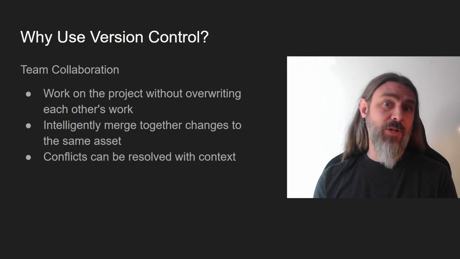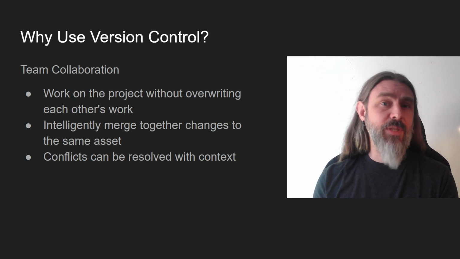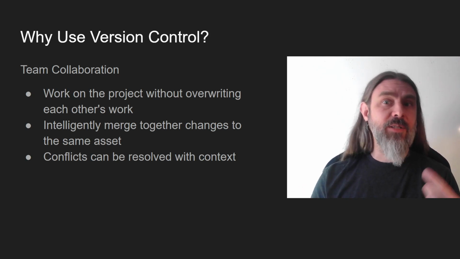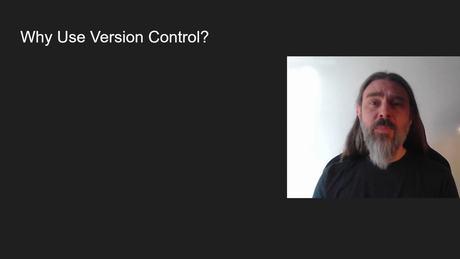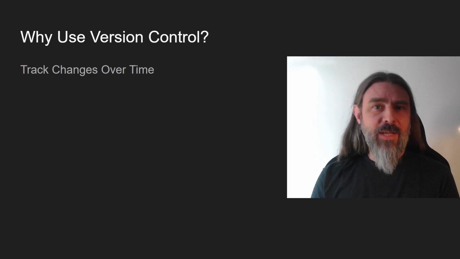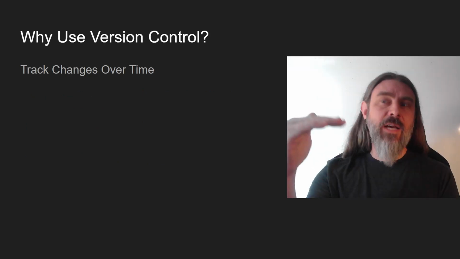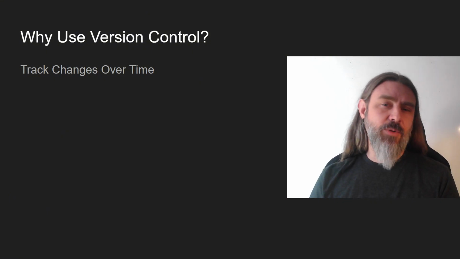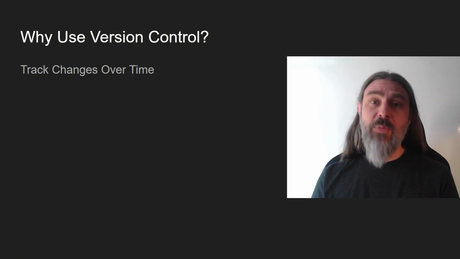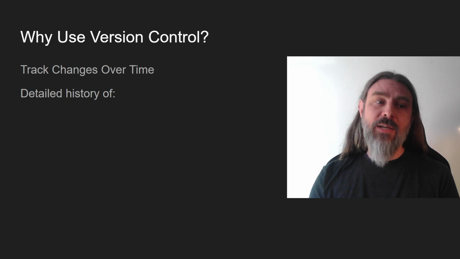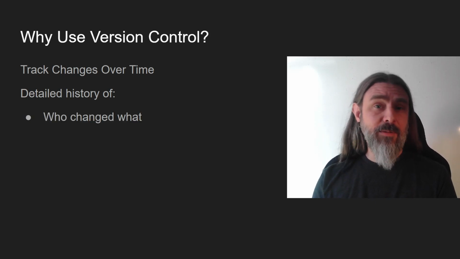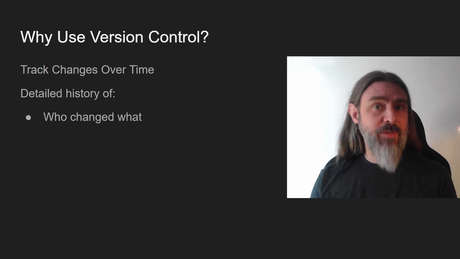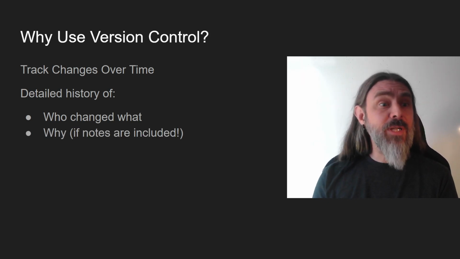Conflicts can be resolved when you are merging things together, with the context of the different versions of that file and how you can bring them together. Also, you can track changes over time. It can be really useful to see the changes that you go through as you are developing your project, especially as it grows bigger and bigger. So you'll have a detailed history in the version control of things like who changed what. Even as a solo developer, you might want to know when you changed something and why.